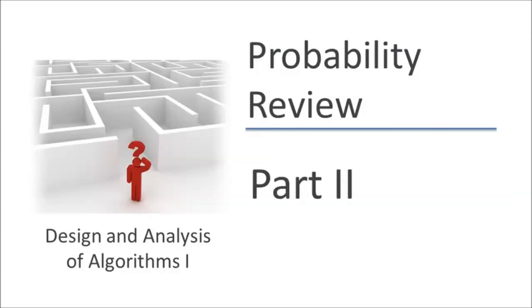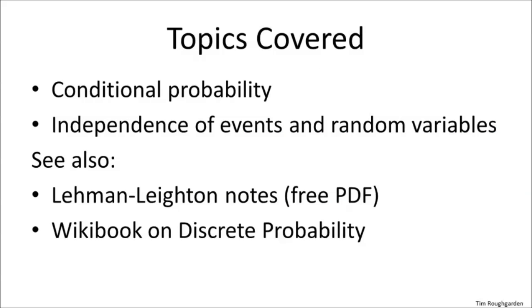In this part of the review, we're going to be covering just 2 topics, conditional probability and the closely related topic of independence, both between events and between random variables.